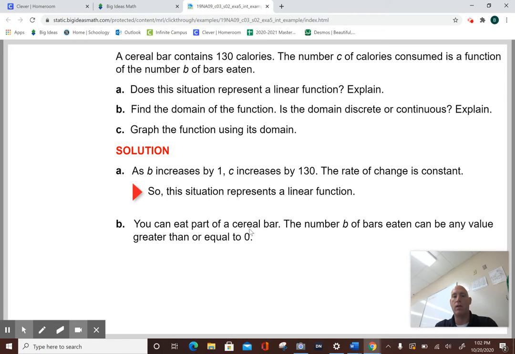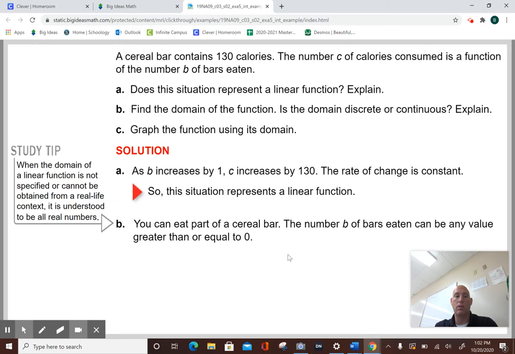Now, you can eat part of a cereal bar, right? So when we're trying to find if it's discrete or continuous, you don't have to eat 1 bar at a time. You can take bites, and you can take different size bites. So from your first nibble on, the amount that you take could be any decimal point of a bar, okay?